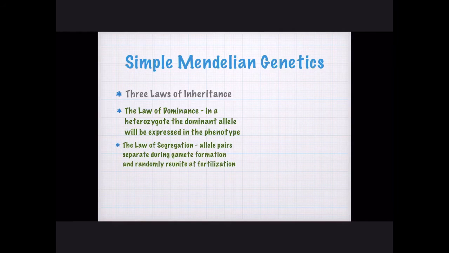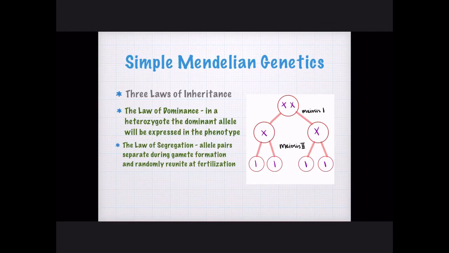The next law of inheritance is the law of segregation. This law states that allele pairs separate during gamete formation and randomly reunite at fertilization. As the homologous pairs separate during meiosis I and the sister chromatids separate during meiosis II, so do the allele pairs. When fertilization occurs, the new organism has 2 factors for each trait, one from each parent.